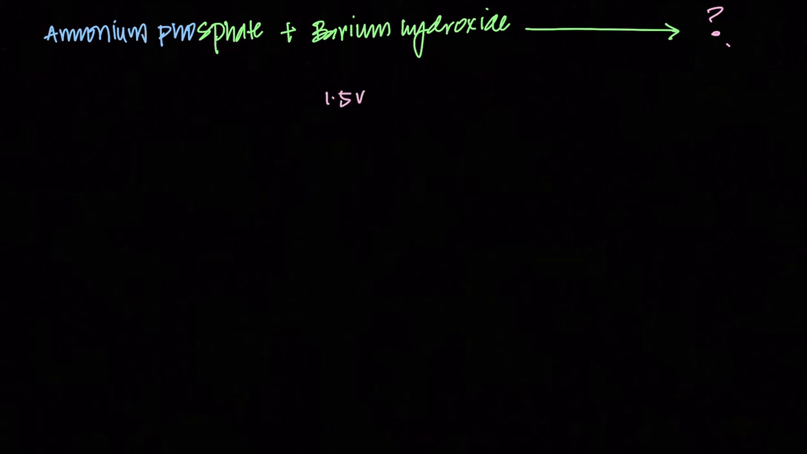So if you have an ammonium phosphate and you react it with barium hydroxide, which is also a very strong base. So barium hydroxide, what is going to be formed and what's going to be the balanced equation? I'll give you guys 1.5 minutes to do this because it requires a little bit of brain. So let's see if you are able to do this. If not, then I'll do it with you guys.